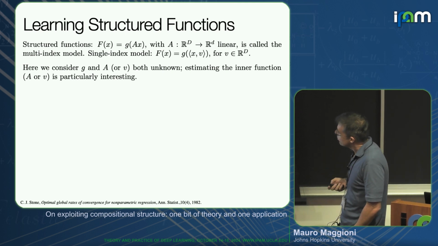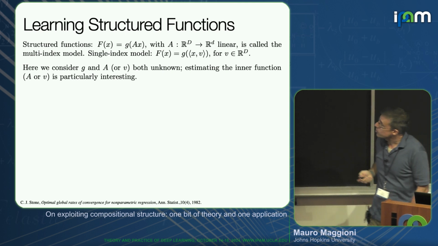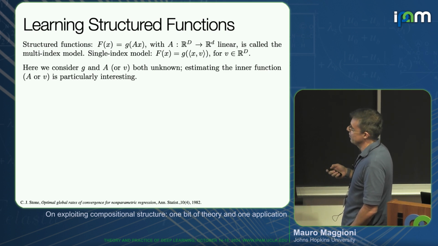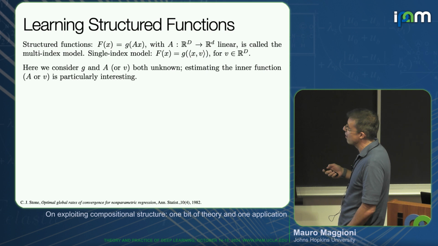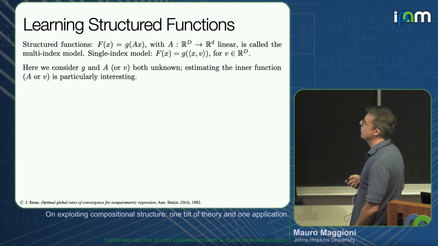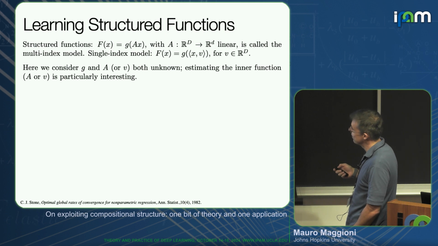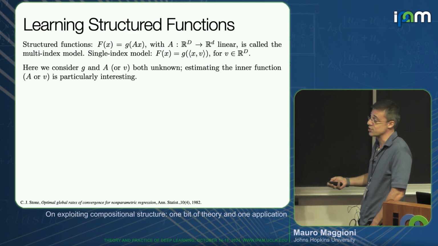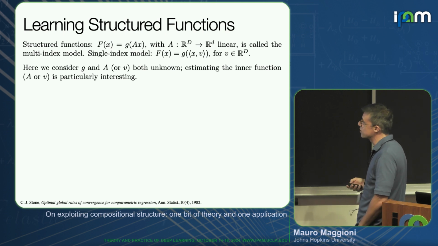All right, so going back to structured functions and this compositional structure, we talked about the multi-index model. So f of x is g of Ax, where A is linear and does this dimension reduction. The simplest instance of that is, of course, when the dimension reduction achieved by A is maximal, so when small d is just equal to 1. And that's called the single index model.